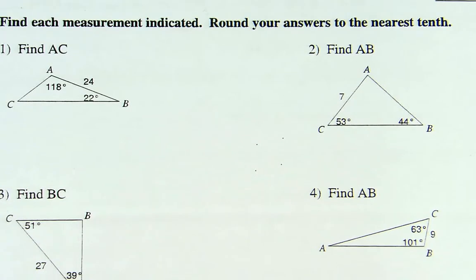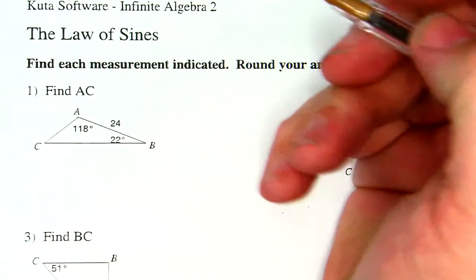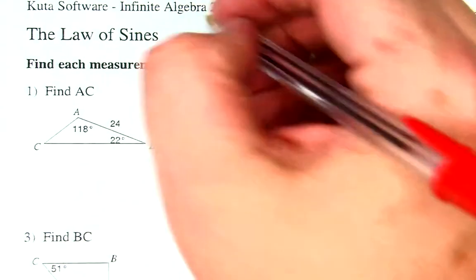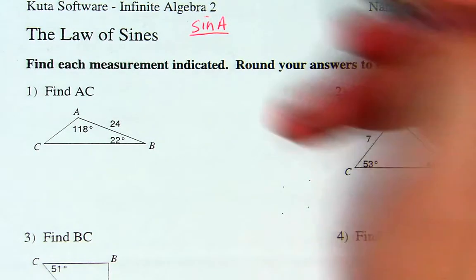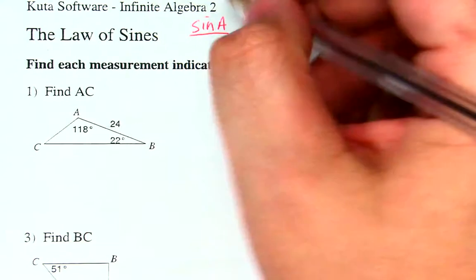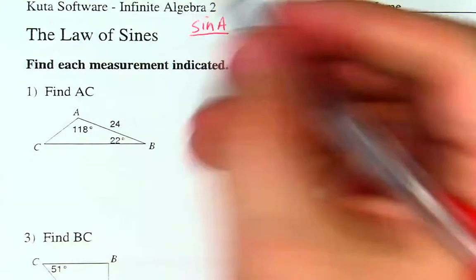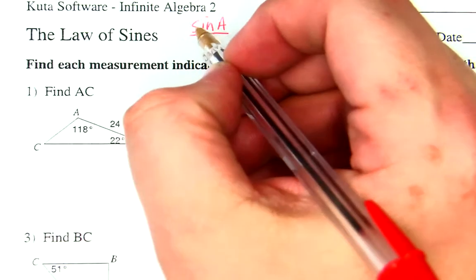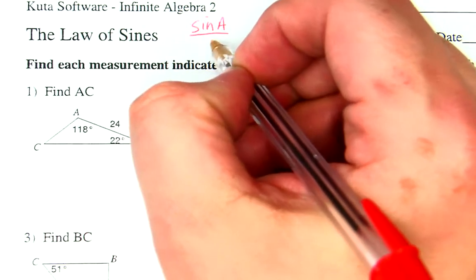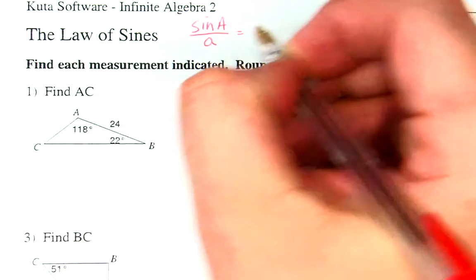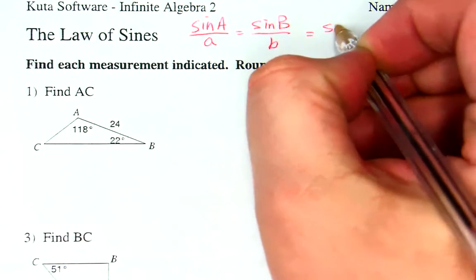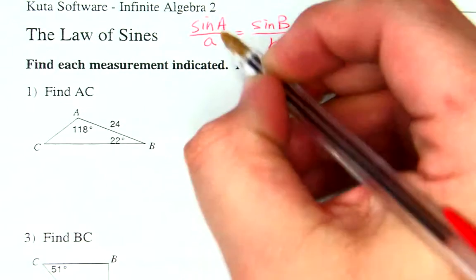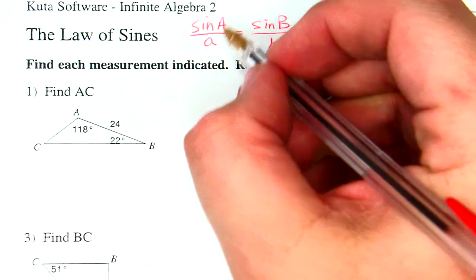All right, here we go. We're going to talk about the law of sines first. Now, everybody pay attention. Remember the formula for it is that when we make the proportion, the ratio, the sine of an angle divided by the opposite side is equal to the sine of a second angle divided by the opposite side, which is equal to the sine of C over C. So it's always the sine of the angle on the opposite side.